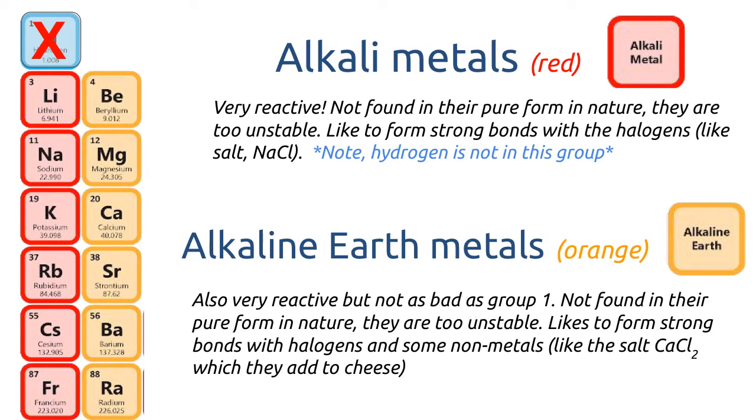That's going to be group 7. Our alkaline earth metals are group 2. These are also very reactive. Both my alkali and my alkaline earth metals are not found in their pure form in nature because they bond so well with some of my other elements on the periodic table, and it makes them more stable to bond. So these really unstable ones aren't found just by themselves.